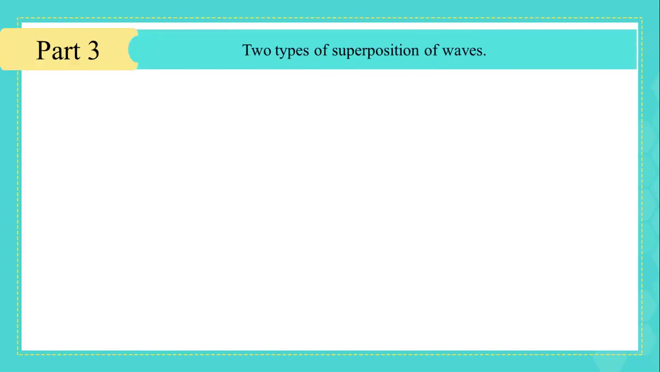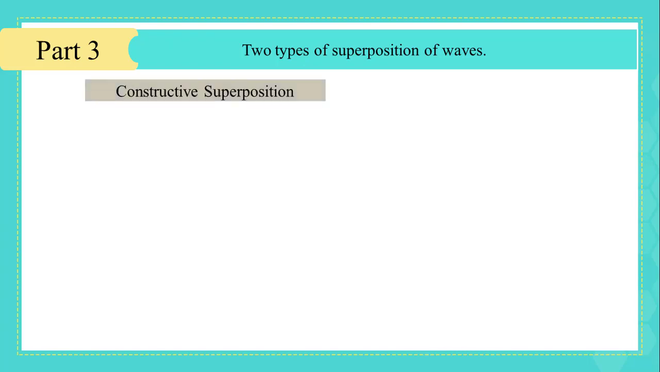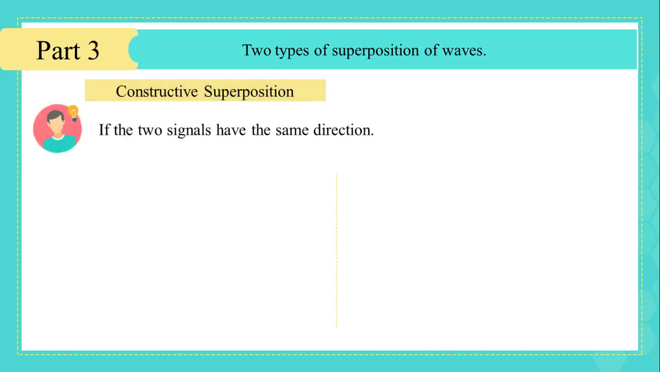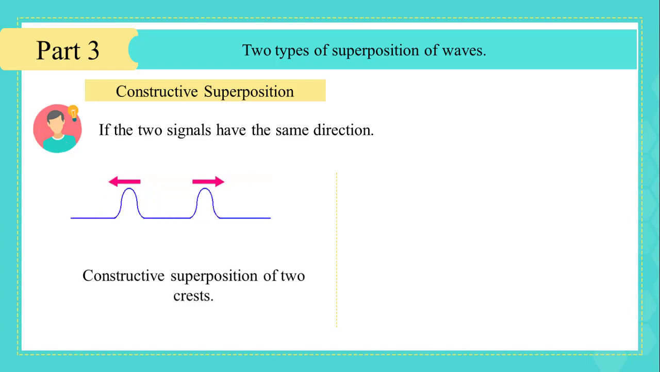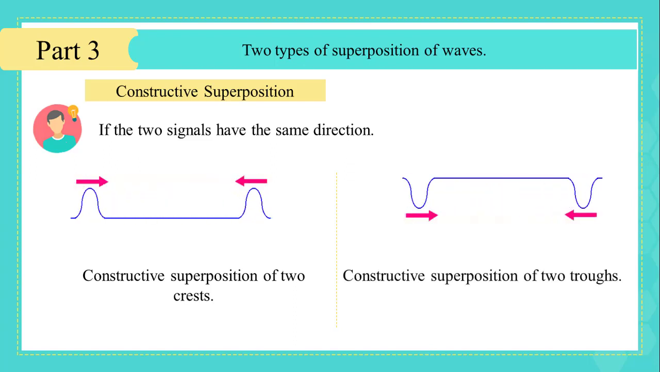Waves overlap in different forms. For this reason, there are two types of superposition: constructive superposition and destructive superposition. A constructive superposition takes place if the two signals have the same direction. That means the overlapping of two crests or the overlapping of two troughs.